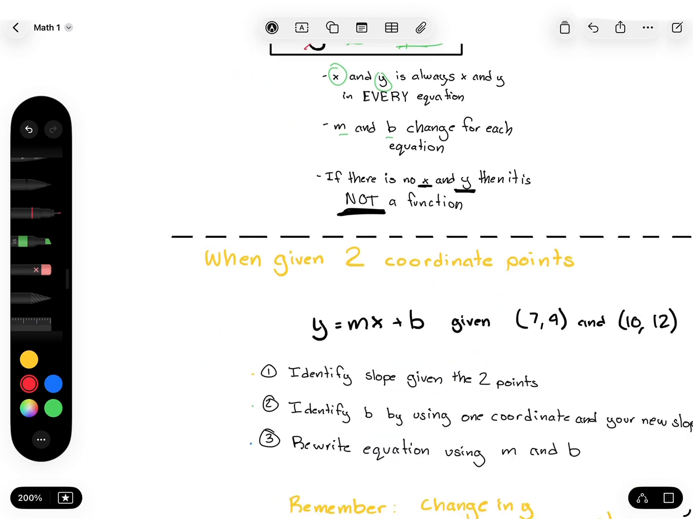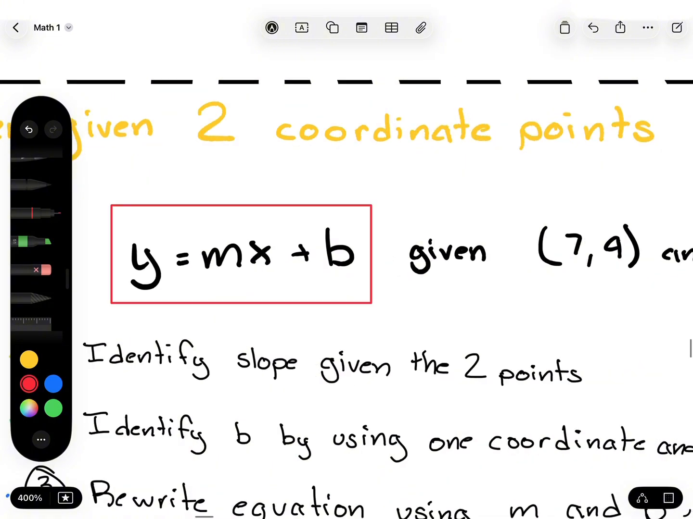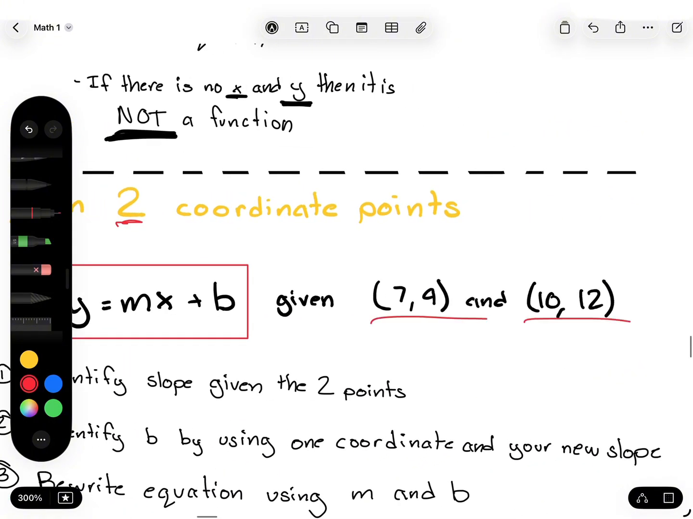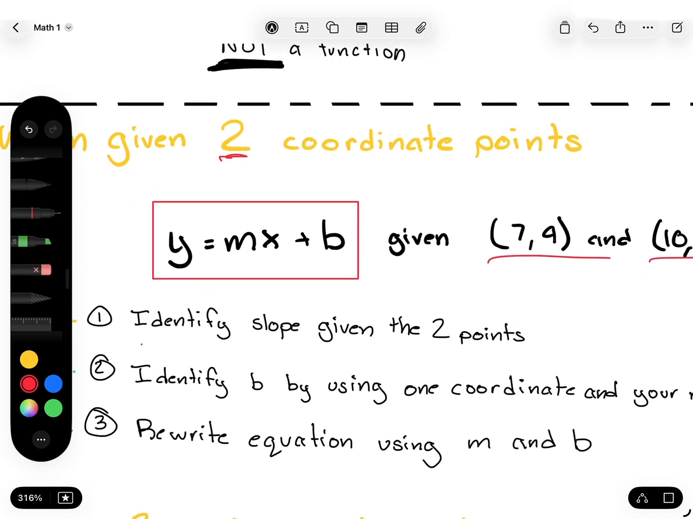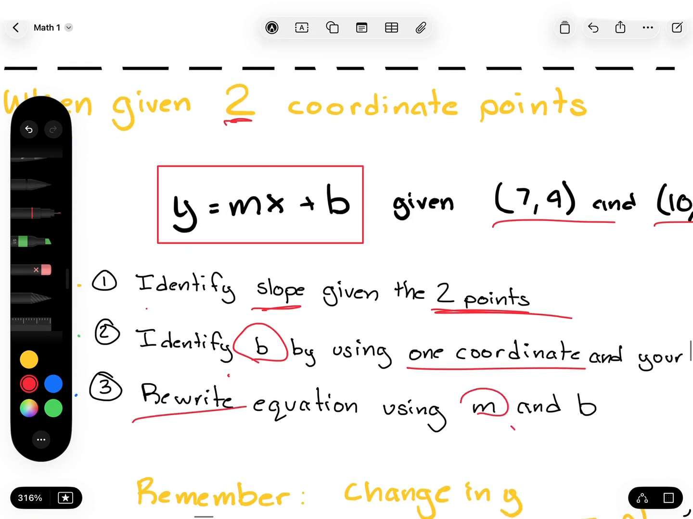Now, we can do the same thing when given only two coordinate points. So again, just writing down here, it's important to understand what each of those values mean. Since we are given two coordinate points, we are given (7, 9) and (10, 12). Our steps are to identify our slope given our two points. Then we have to identify b using one coordinate and our new slope, and then we just rewrite the equation using m and b. If you don't remember how to find slope using two points, please check out my previous video about that, where we explain that in detail.